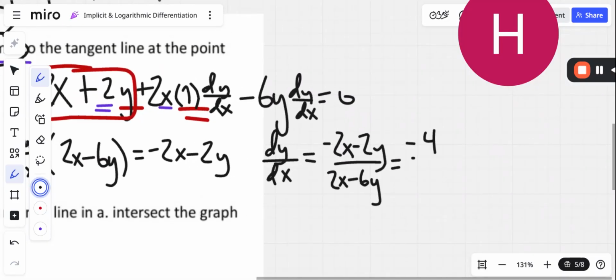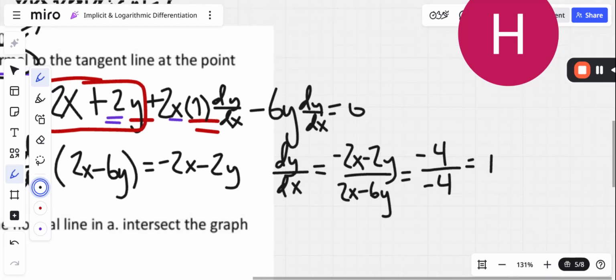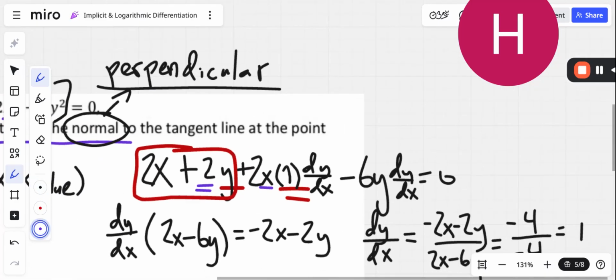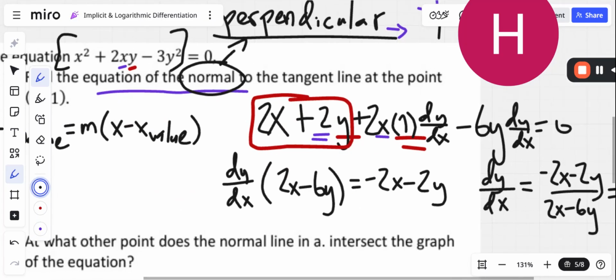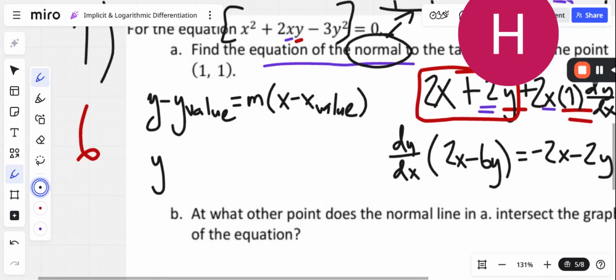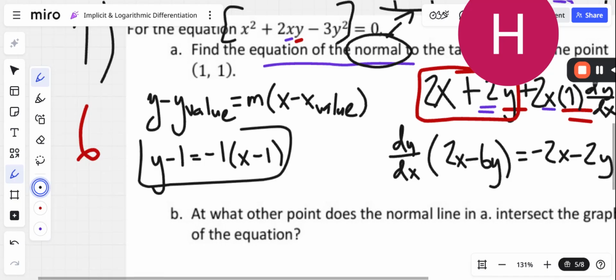Negative 4 over negative 4. Look at that. We have a slope of 1, but remember, this is the tangent slope. We want the perpendicular slope, which is going to be the negative reciprocal of our slope 1, which is really easy, just happens to be negative 1. So the equation of the normal line would be as follows. And you can leave it like this, or if you really want to, you can go ahead and write it in this format, which will be kind of useful for part B.